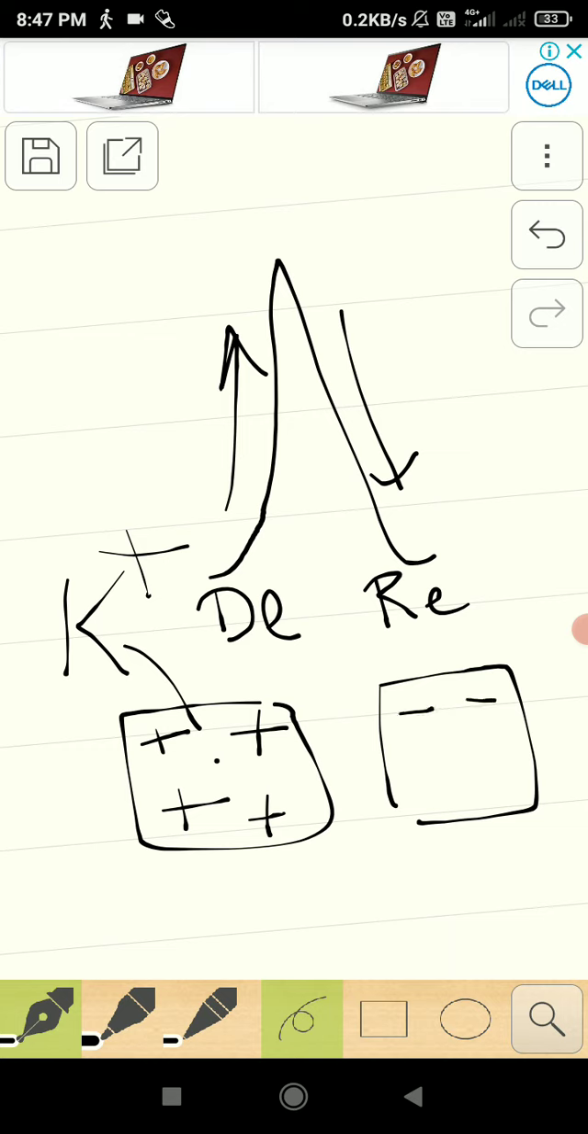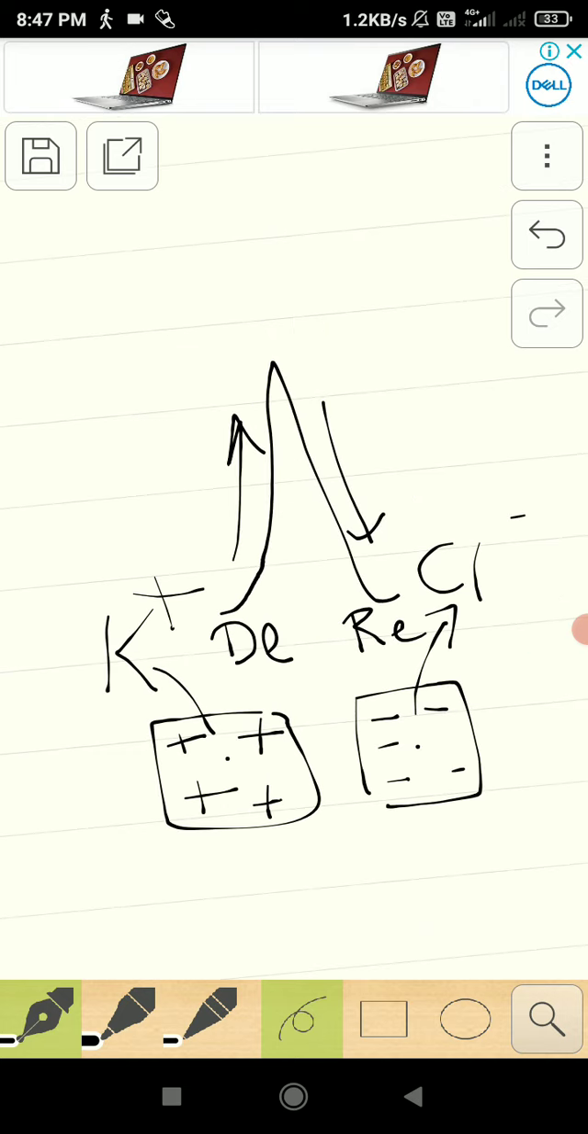If the inside of the cell is more negative when compared to the outside, then it is called repolarization. This occurs due to exit of K plus, meaning potassium ions. This entire cycle is called the action potential. These action potentials are important for the nerve impulse.